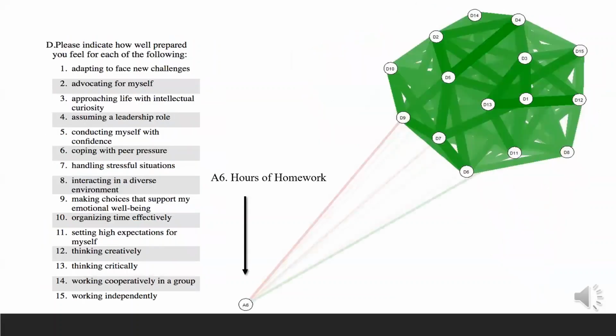Time spent on homework matched up with self-appraised preparedness across 15 skills reveals positive correlation with setting high expectations for myself, question D11. Negative correlation is shown for preparedness in making choices that support my emotional well-being, D9.